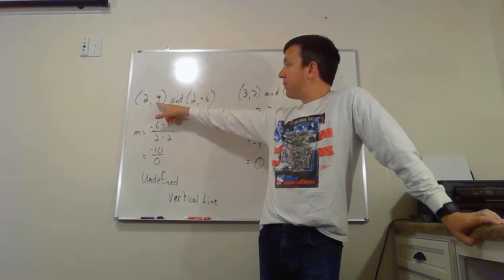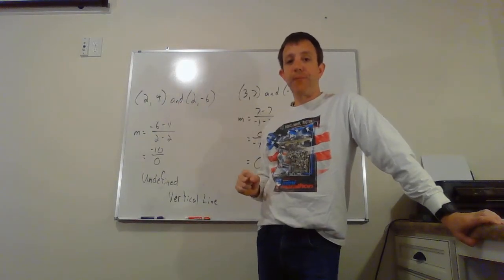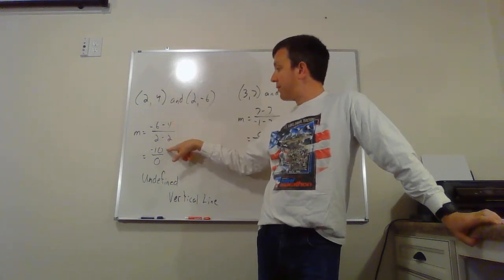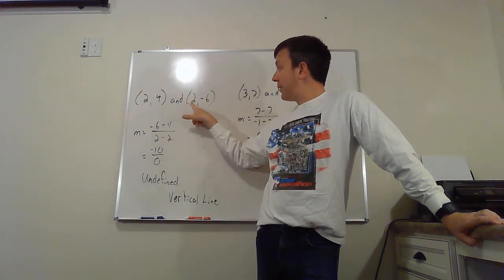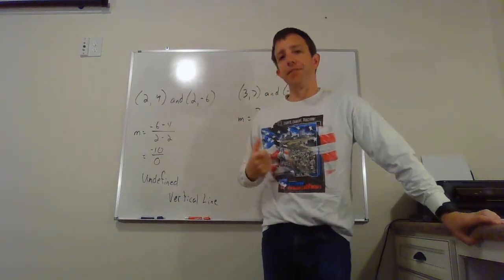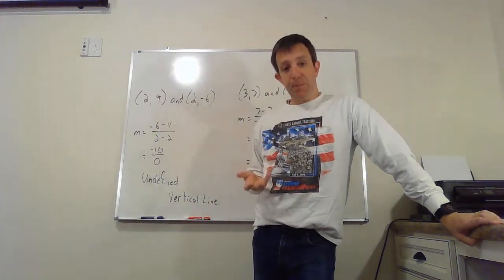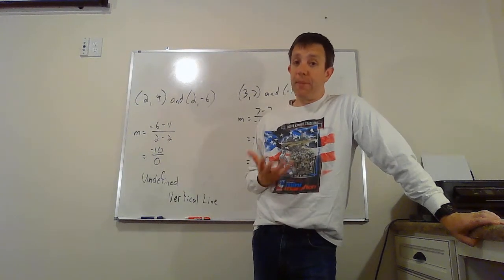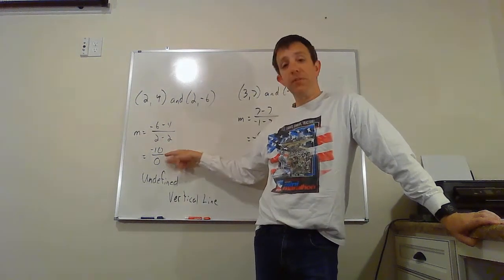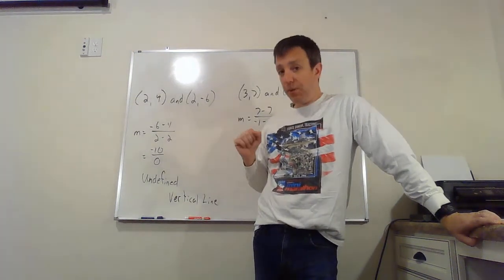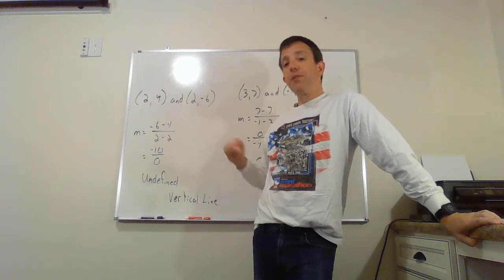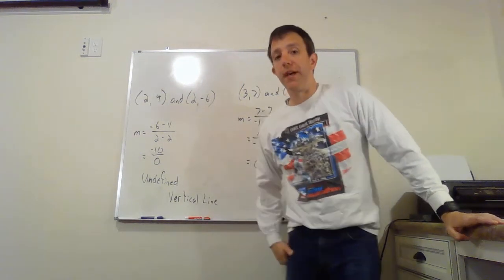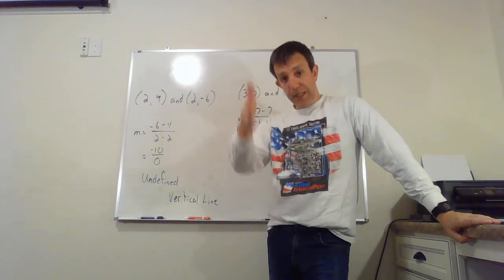So first, I have the ordered pairs 2, 4, and 2, negative 6. Now, when I do my subtraction, I do negative 6 minus 4, which gives me negative 10. And then on the bottom, I do 2 minus 2, but 2 minus 2 is 0. This is a good place to point out and remind everybody that you cannot divide by 0. It doesn't work. It's not possible. So you can't say here that the slope is 0 because it's not. The slope is actually what's called undefined. It does not exist. There is no definition for dividing by 0. This is a vertical line.